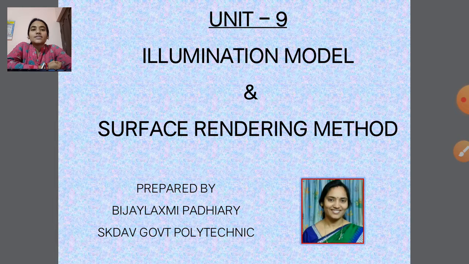In the previous class, we have completed the diffuse reflection method of the basic illumination model. Okay, so today we discuss the specular reflection. Specular reflection is the third method, or the last method, of the basic illumination model. Okay, so let us discuss in detail.